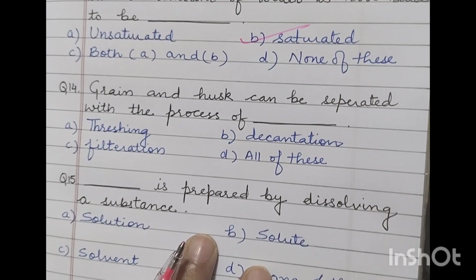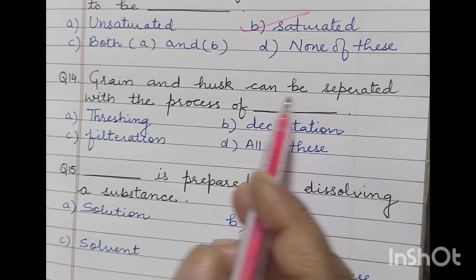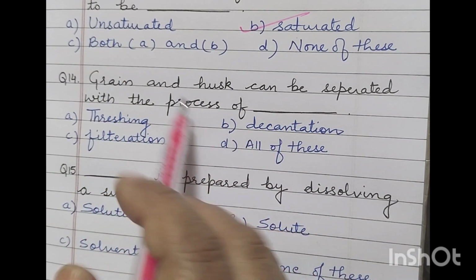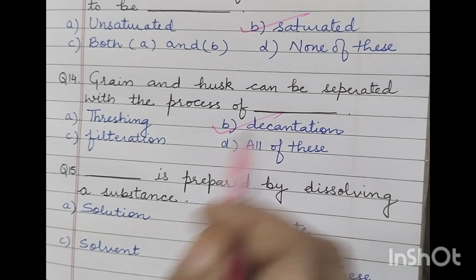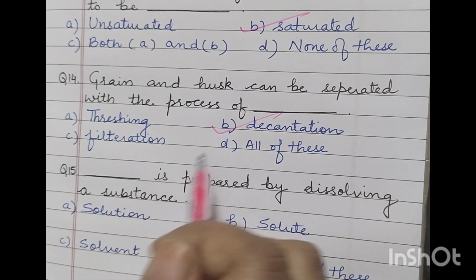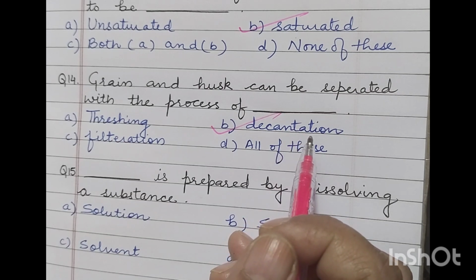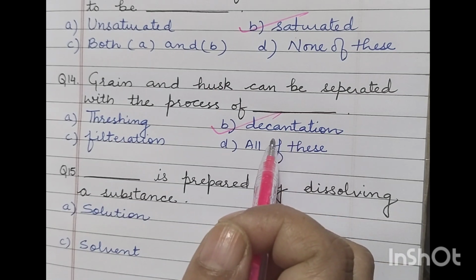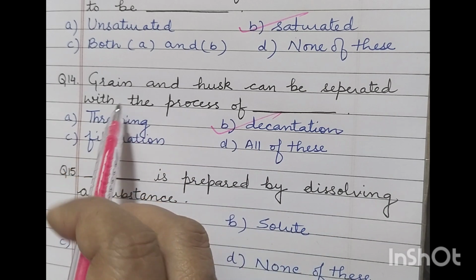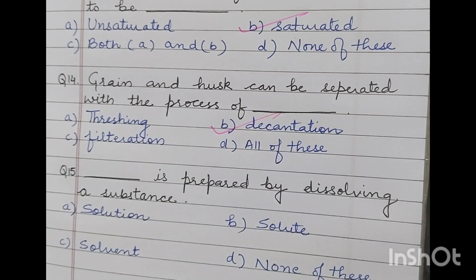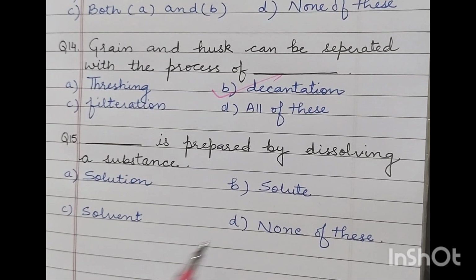Now question number 14. Grain and husk can be separated with the process of, that process of separating grain and husk is known as winnowing. Mostly in villages, some of you might have seen this process of separating grain and husk by the method of winnowing.